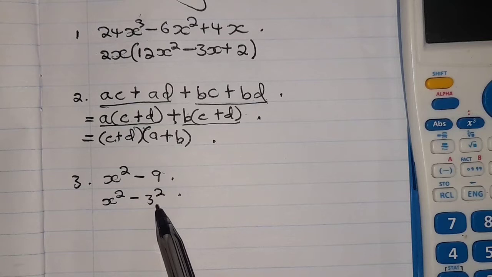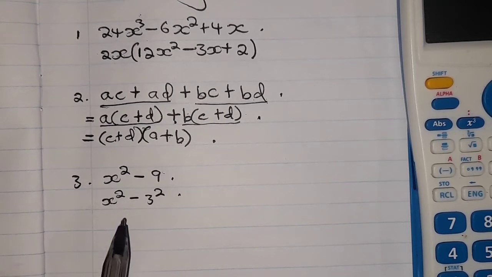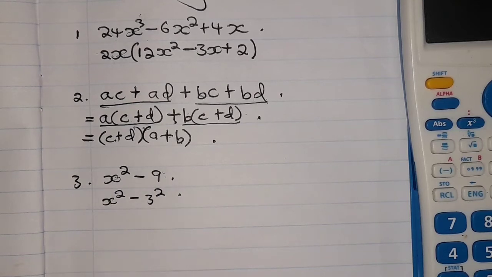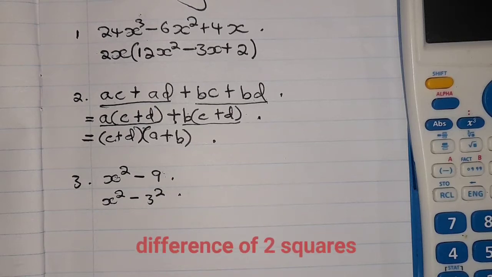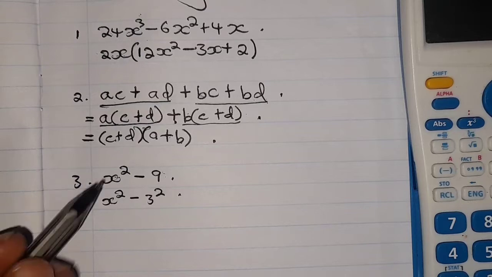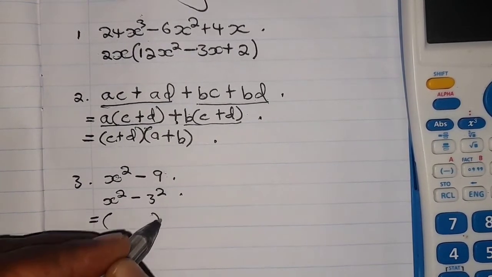9 is equal to 3 squared. So we can say this expression is called the difference of two squares. This is a square and this is a square. And this expression is giving us the difference of those two squares. And in factorizing the difference of two squares, it's a matter of opening two brackets.